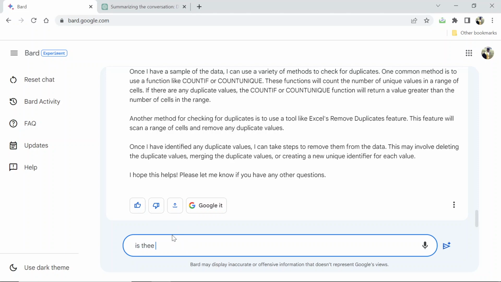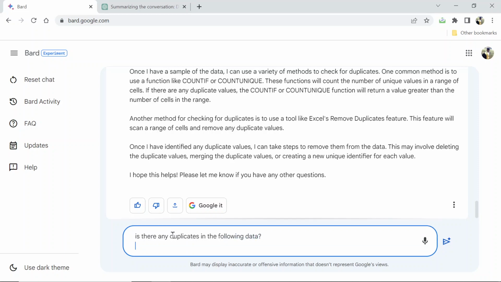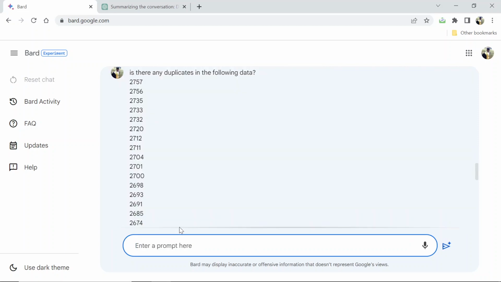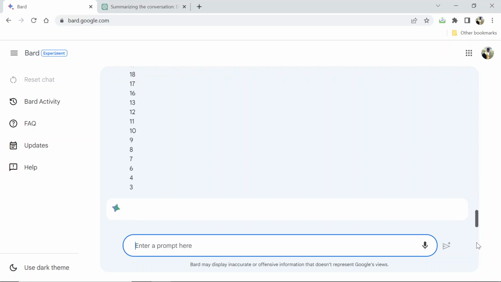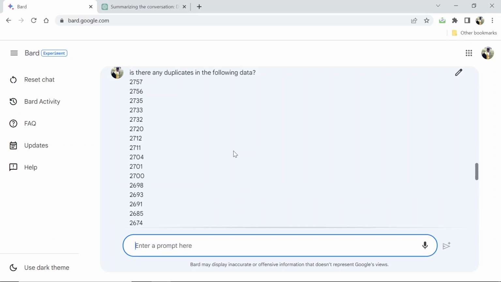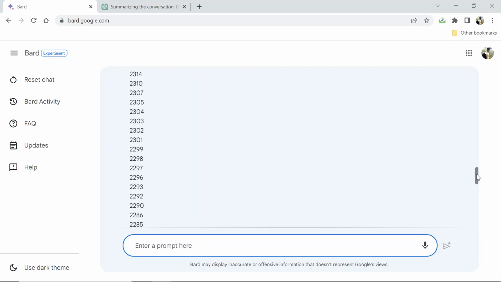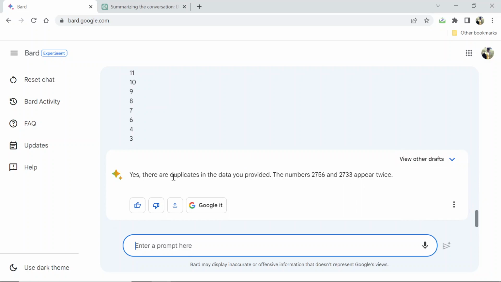Is there any duplicate in the following data? Let me check the response. I want to see if BARD will understand my query and respond accordingly. Let me see. Yes, there are duplicates in the data provided.